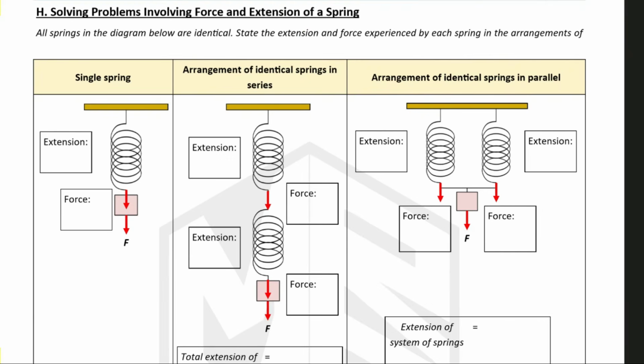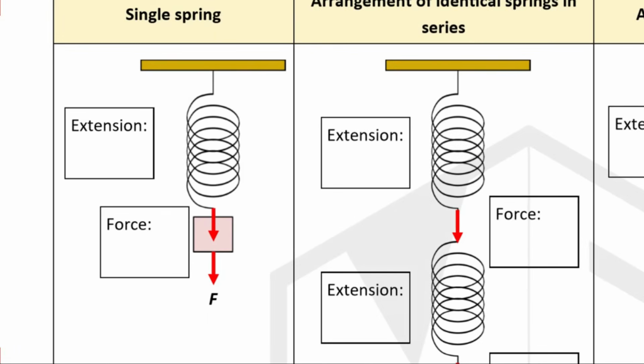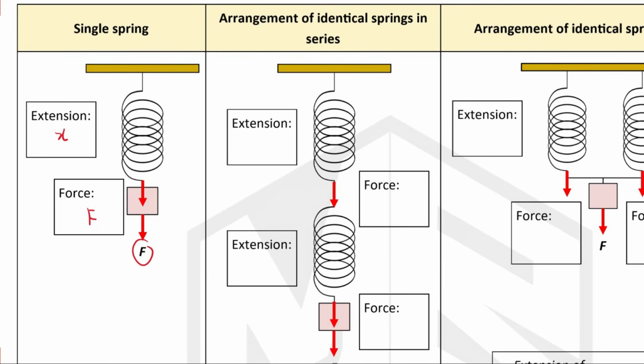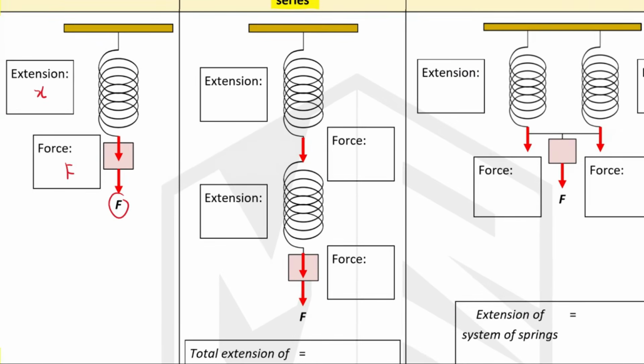Let's move on. Solving problems involving force and extension. When we have a single spring and you apply the force F here, then you get an extension. Let's say the extension is X here. Now what happens when you arrange the springs like this? This is called arrangement in series. When you arrange the springs in series and you apply the force F here, the force is the same, but now we have two springs.